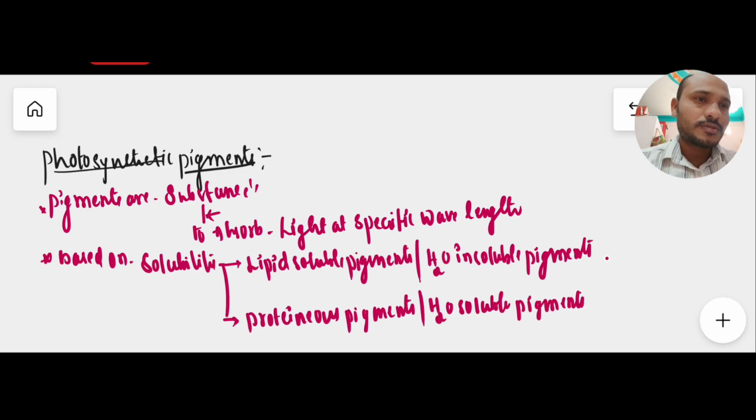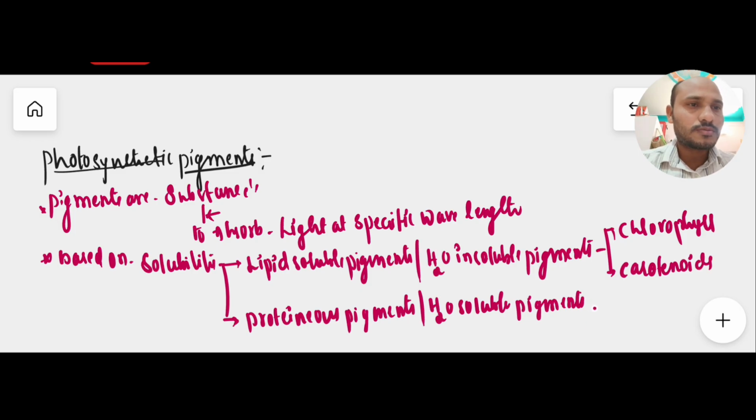Examples for lipid soluble pigments, here we have two types. They are chlorophyll pigments and one more type is carotenoid pigments. And coming to water soluble pigments, here we have phycobilins. So likewise, photosynthetic pigments are classified into lipid soluble and proteinous pigments.